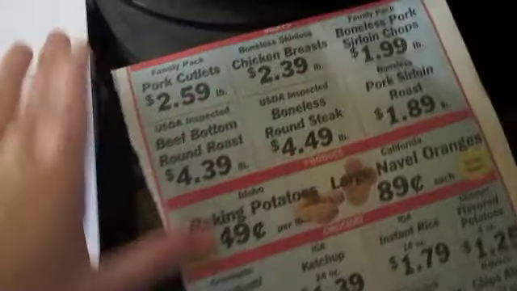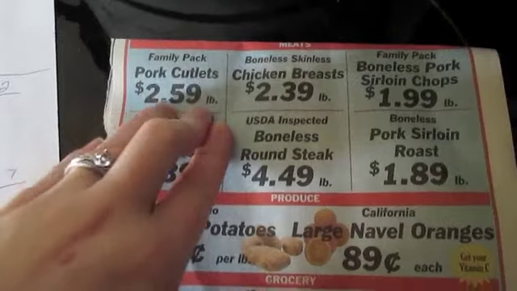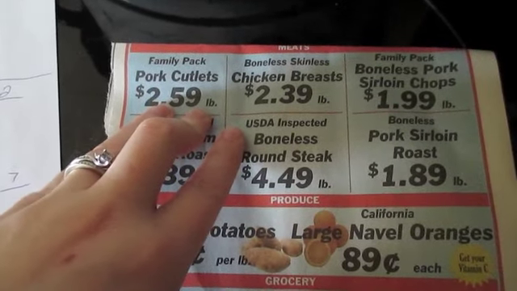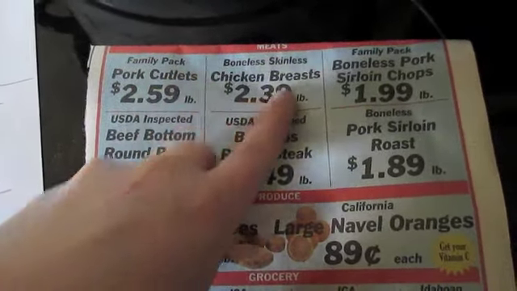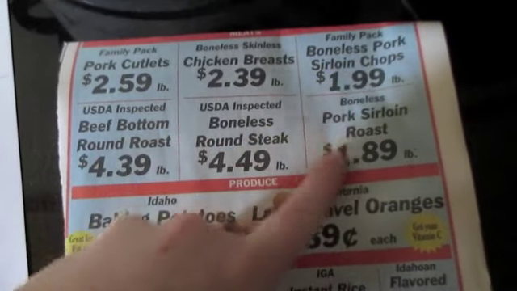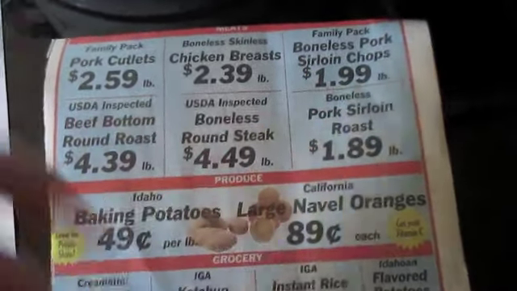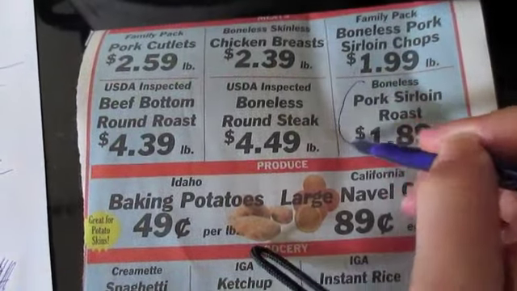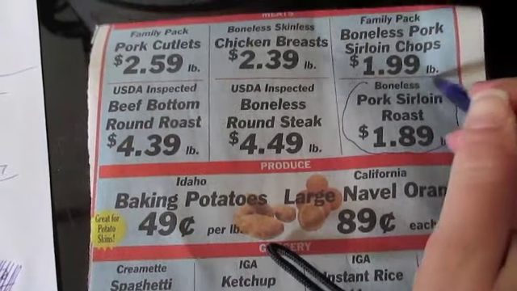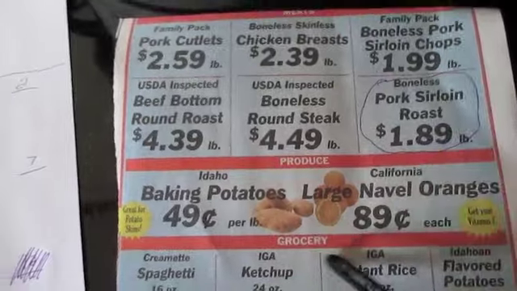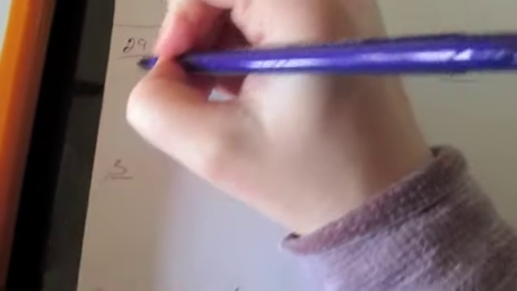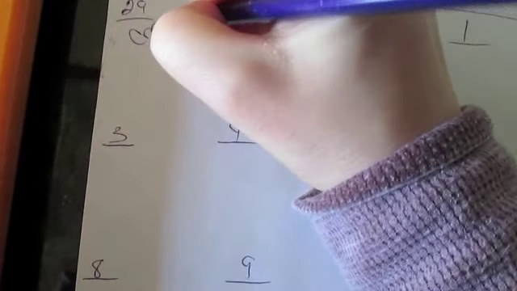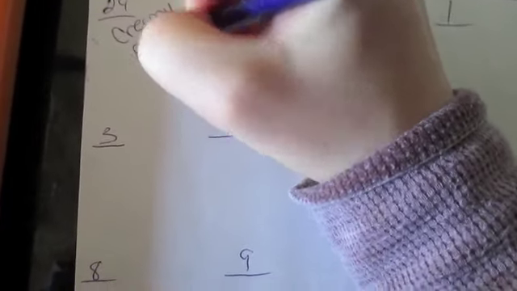And now I'm going to look at my flyer here and see what's on sale. Pork cutlets, chicken breasts, boneless pork sirloin, right here. We'll probably do a boneless pork sirloin roast, because that's on sale right now. So I'm going to go ahead and add over here, I'm going to probably do a creamy pork roast.